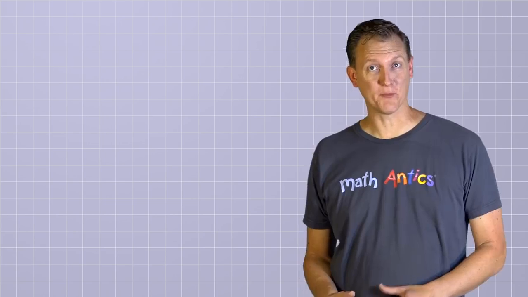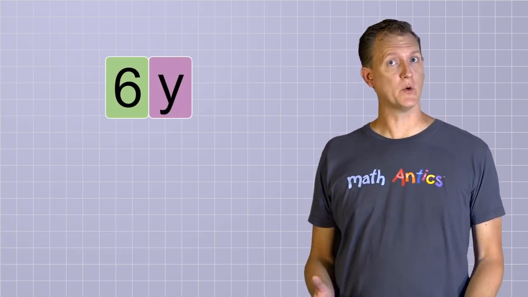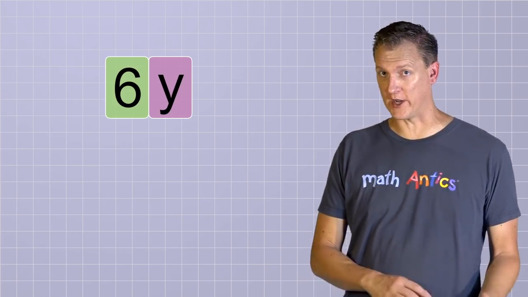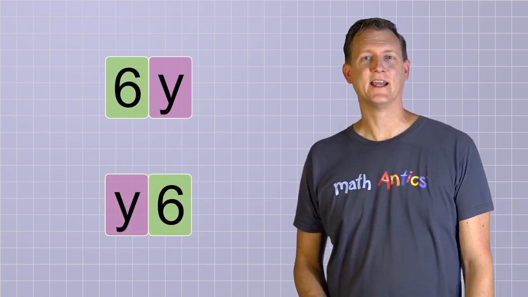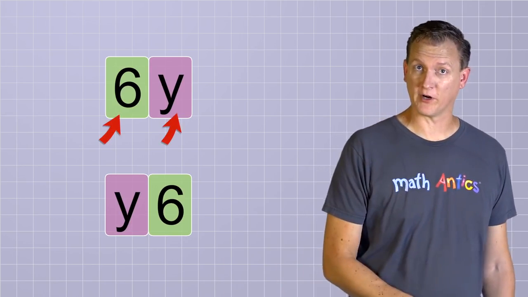Oh, and there's one thing I should point out before we move on. If you have a term like 6y, even though it would be fine to do the multiplication the other way around and write y6, it's conventional to always write the number part of the term first and the variable part of the term second. Okay, so that's the basic idea of a term, but there's a little more to terms that we'll learn in a minute.